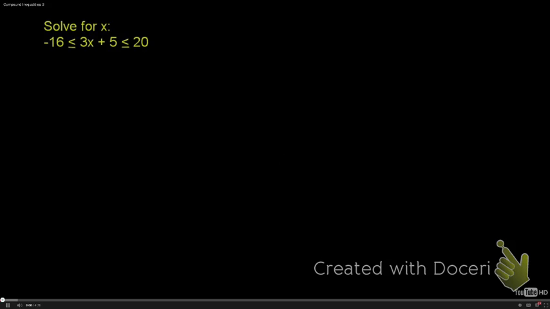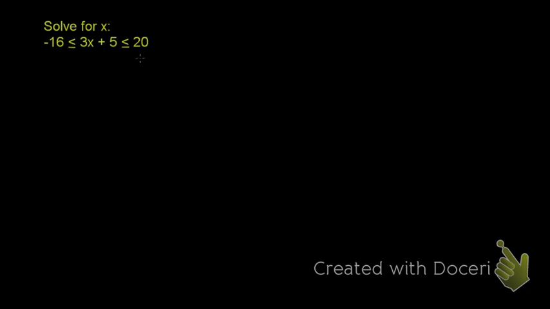We're asked to solve for x, and we have this compound inequality here. Negative 16 is less than or equal to 3x plus 5, which is less than or equal to 20. And really there's two ways to approach it, which are really the same way. And I'll do both of them simultaneously.